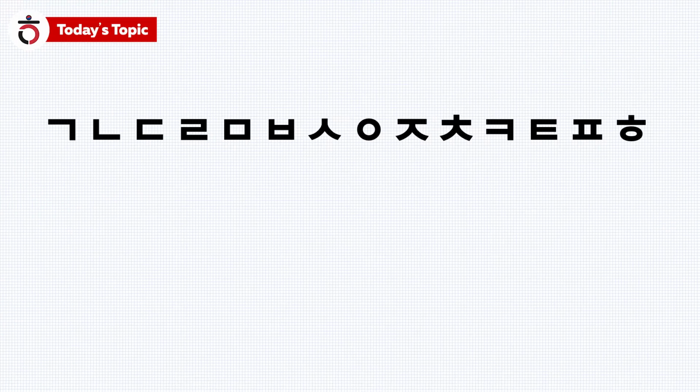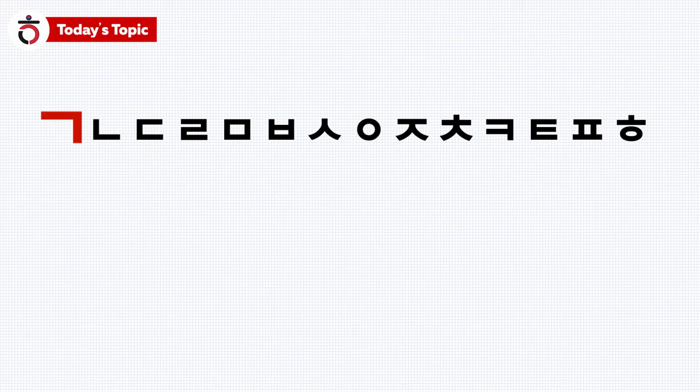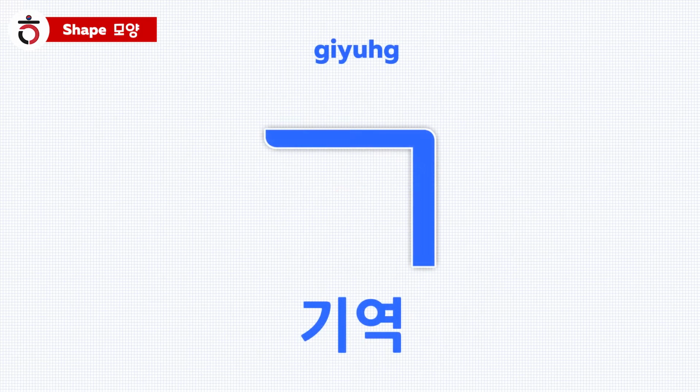From today, we are going to learn basic characters in the Korean alphabet. There are 14 basic consonants in the Korean language. Of them, the consonant giyuhg will be covered today, and the remaining 13 consonants will be taught in the following classes. In the first place, giyuhg.